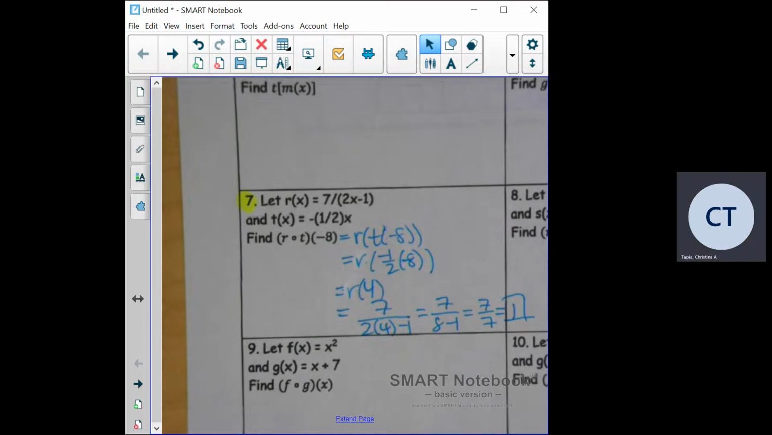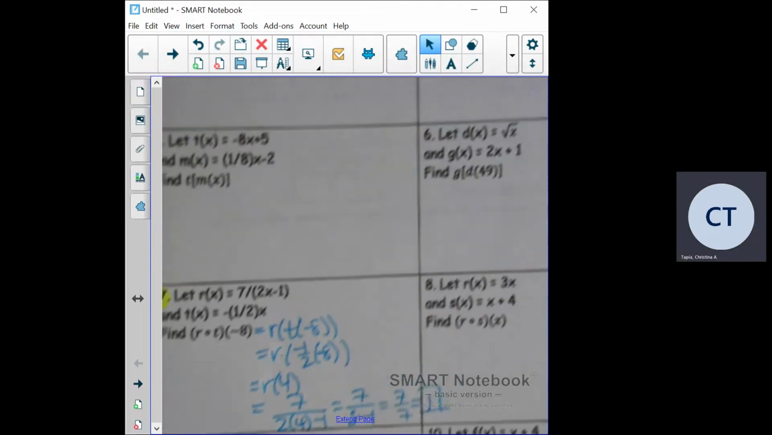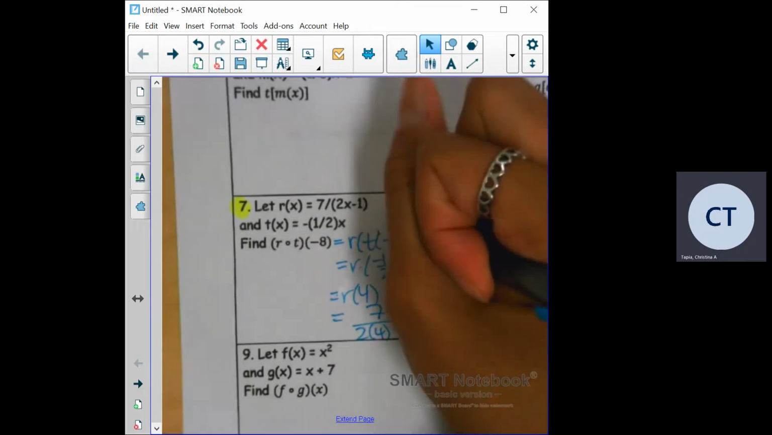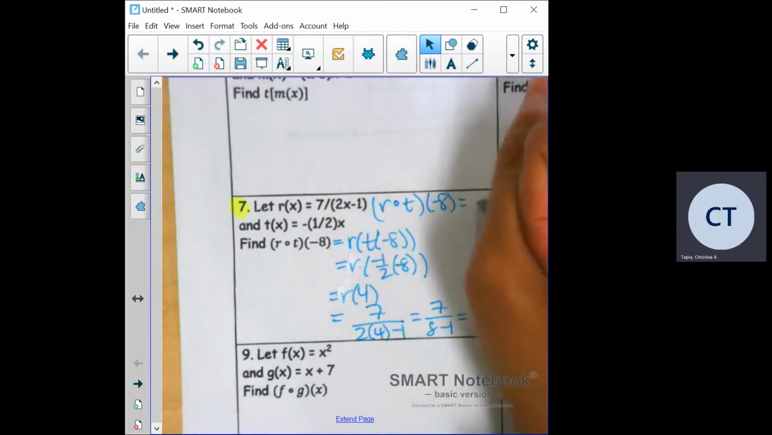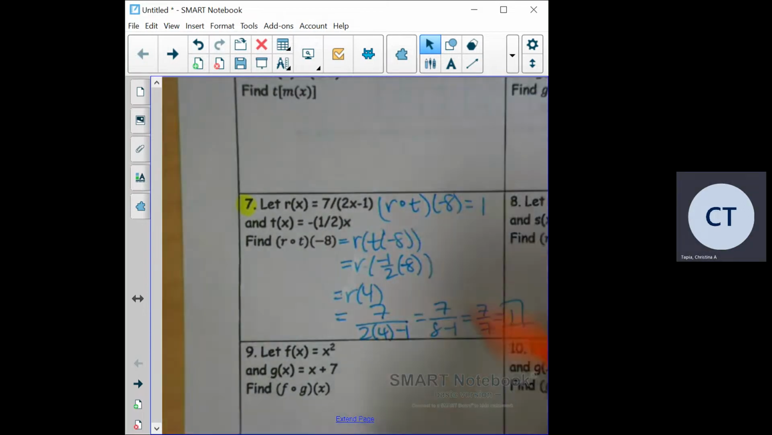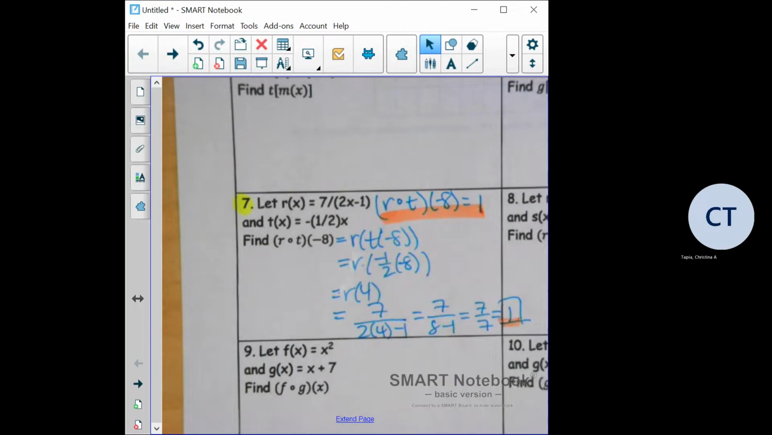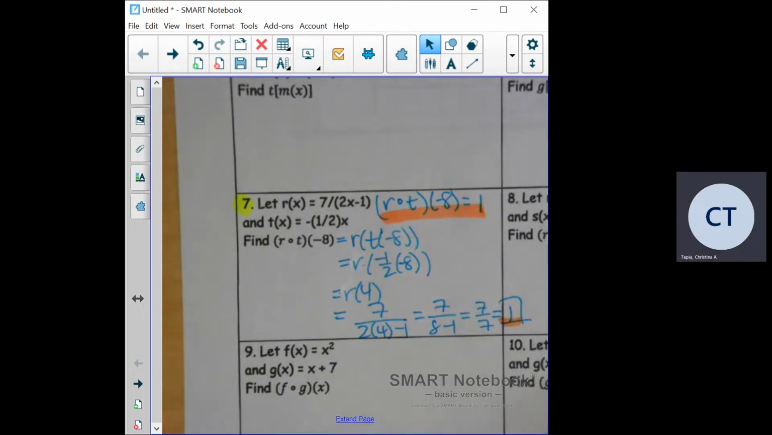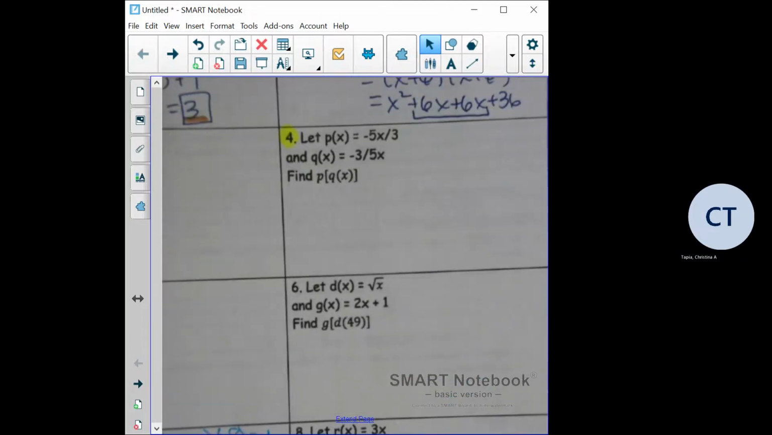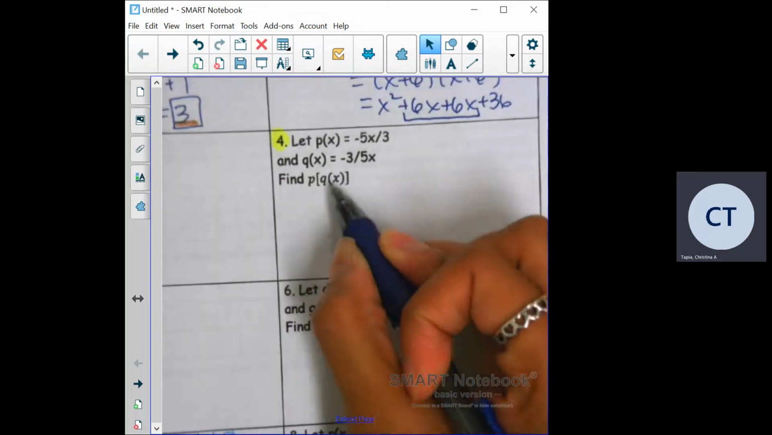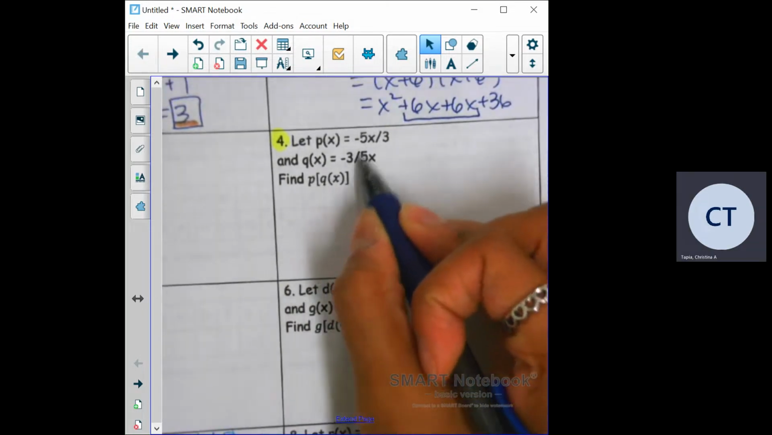For number 4, though, that's a little more fun. So for number 4 at the top of the page, let's look at that one. Oh, and let me actually write it in my function composition form. R composed with t of -8 is going to equal 1. Just 1. And then for number 4, this one has an x in it.